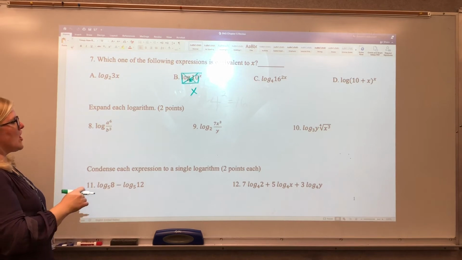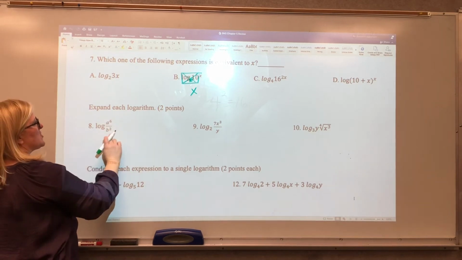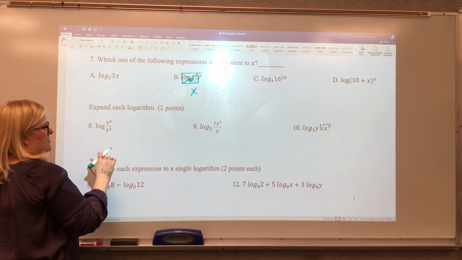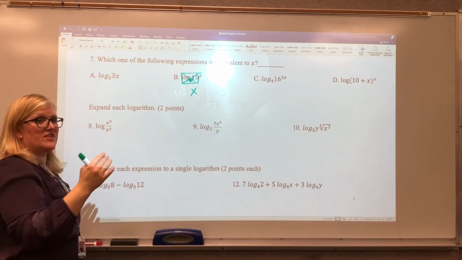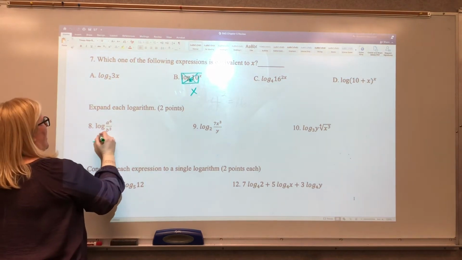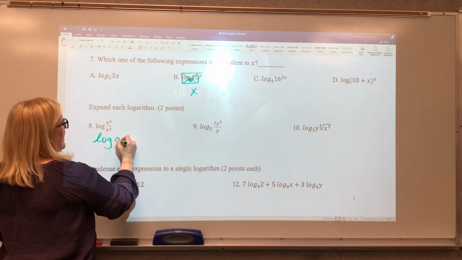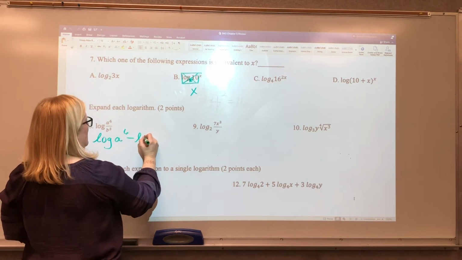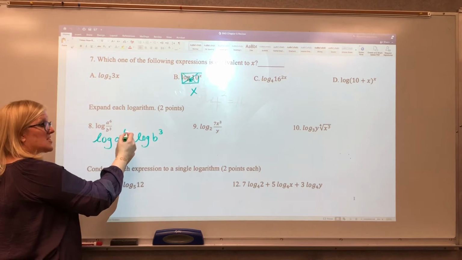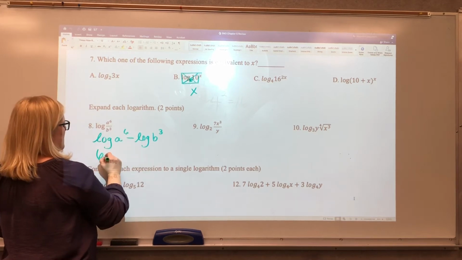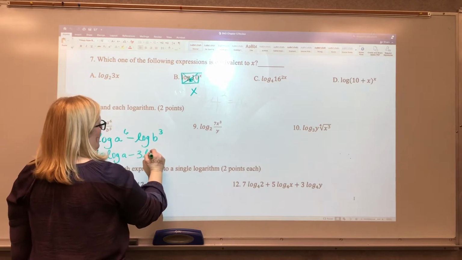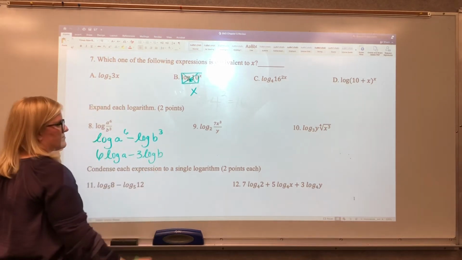Okay, expand each logarithm. So this one starts off basically as a division problem, and when I have a division problem, I'm going to subtract the logs. So I have log of a to the 6th minus log b to the 3rd, and now I need to move the exponents over. So 6 log a minus 3 log b is what I have here.